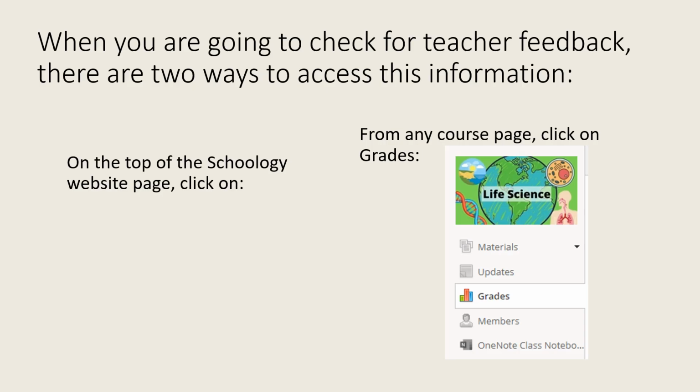When you're going to check for teacher feedback, there are two ways you can access this information. First, on the top of the Schoology website page in the blue bar, click on Grade Report. It's as simple as that. The other option is when you're logged in on any course page, click on Grades. You can find that if you look underneath the course logo, and the third item down is Grades. If you click on that, that will also open up the grade report, but just for that class.